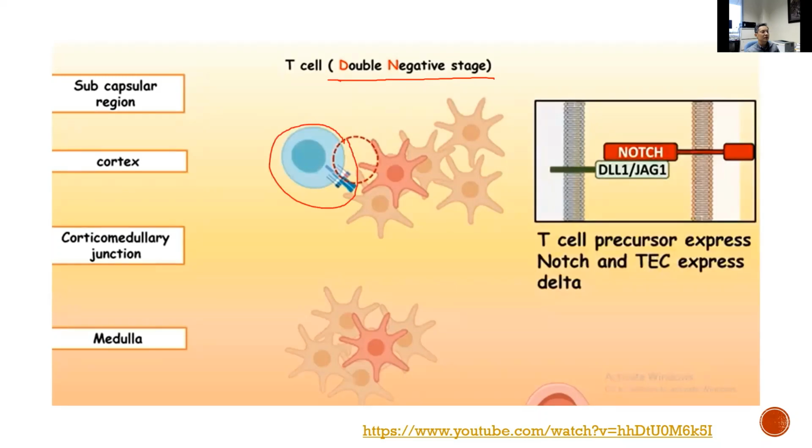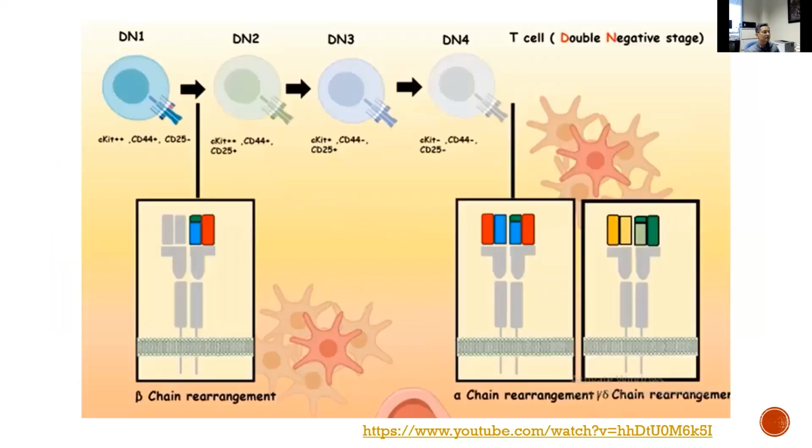The primary or immature T cell has an interaction with the epithelial cells in the thymus, an interaction between these two cell types. Essentially, these premature T cells are being trimmed and undergo different stages of the double negative. First the beta chain rearrangement happens, then the alpha chain rearrangement happens in the later stage of the double negative stage. And also gamma and delta chain rearrangement happen relatively late. So that's where the diversity of the T cell receptor repertoire is formed.